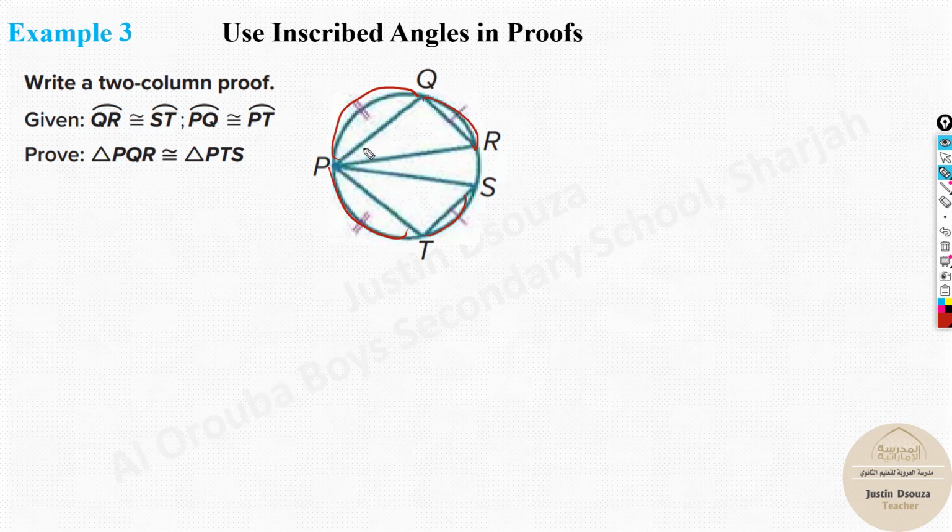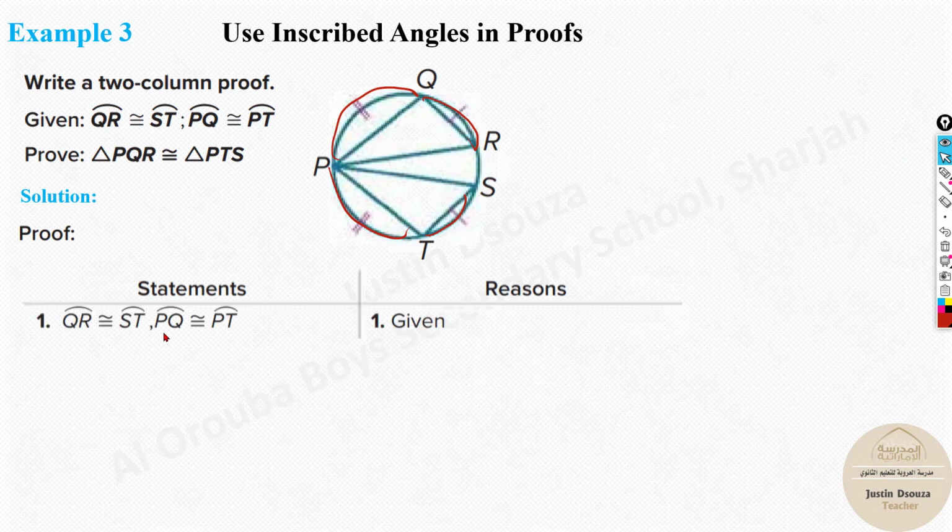What do we have to prove? We need to prove that these triangles are congruent, that is PQR is congruent to PTS. How do we do this? So we basically have to prove it by one of the congruence theorems, that is SAS or AAS congruency. Let's see from the given what we can find. We need to follow the method over here. See, this is the statement, and this is the reason. Now the first is always the given. You know QR and ST are congruent, and PQ and PT are congruent. This is given. Now if this is the case, which are the angles that are equal?